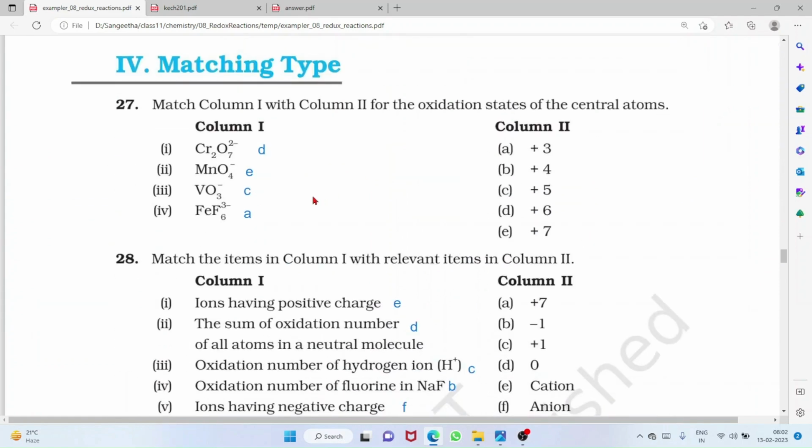Matching type. Match column 1 with column 2 of the oxidation number. So you can match this is D. E is positive 6. How to find the oxidation number I already explained at the start of this presentation. So you can go through it and solve yourself.